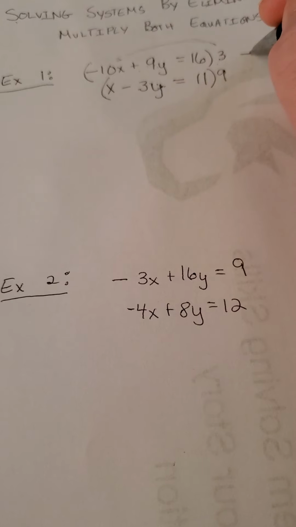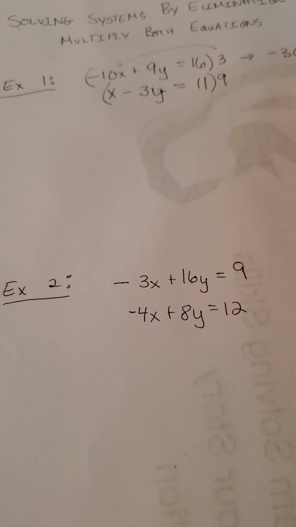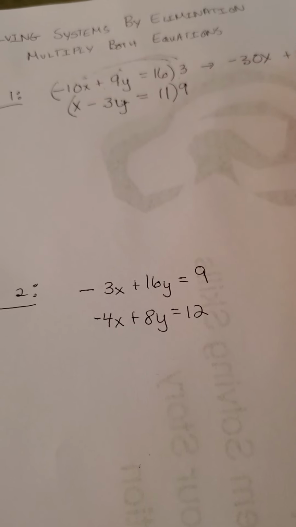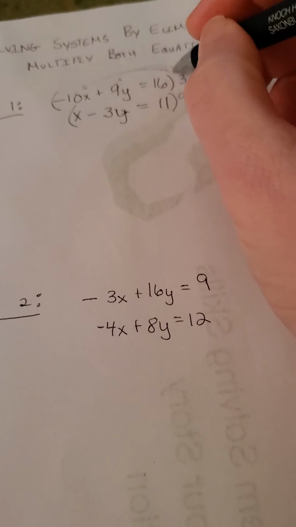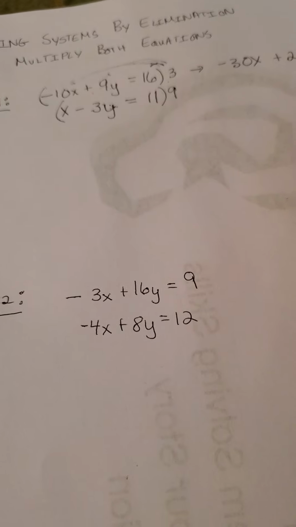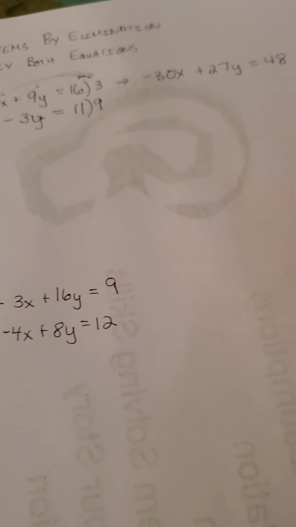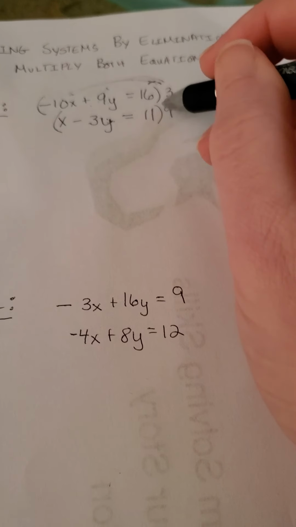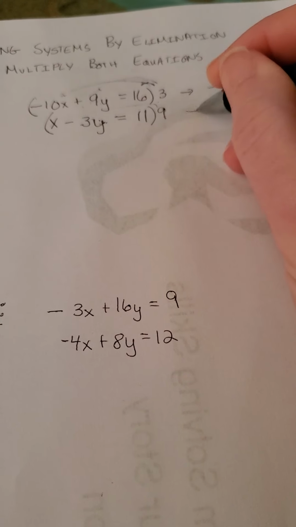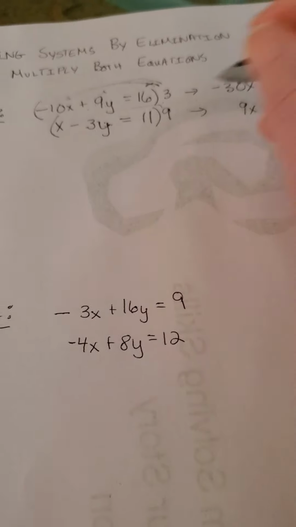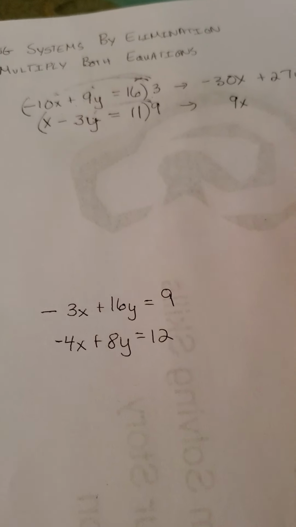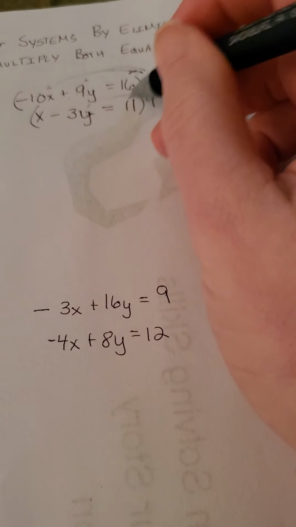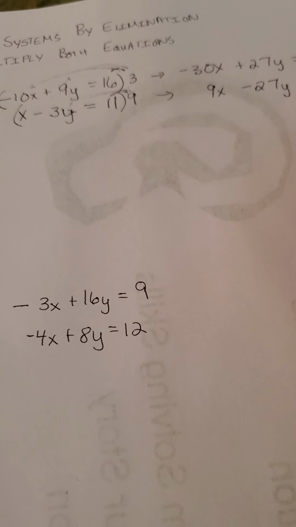So 3 times a -10x is a -30x. 3 times a 9y is going to give me a +27y. And 3 times 16 is going to give me a +48. Now, whenever I multiply the bottom one by 9, I get 9 times 1x is a 9x. 9 times a -3y is a -27y. And 9 times 11 is 99.